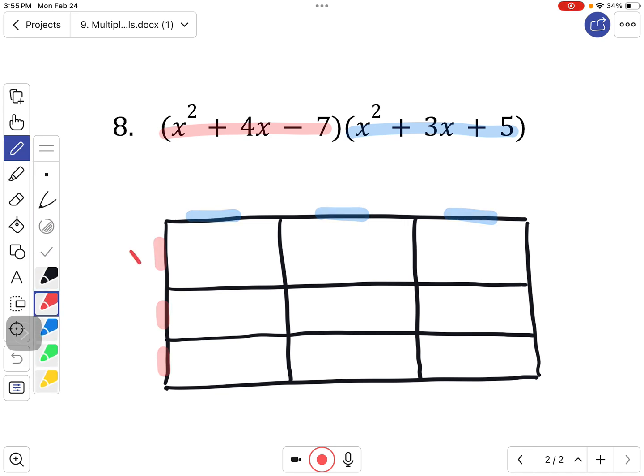Okay, so I have an x squared, and there's really a 1 in front of that. I have a 4x, and I have a -7. And then I have an x squared, there's really a 1 in front. I have a 3x, and I have a 5.